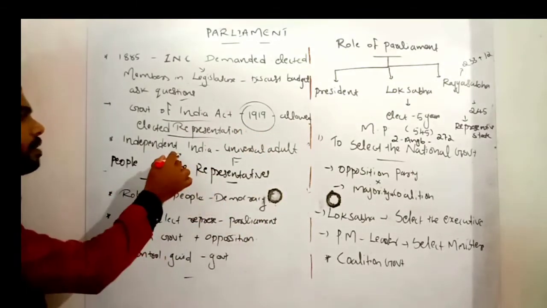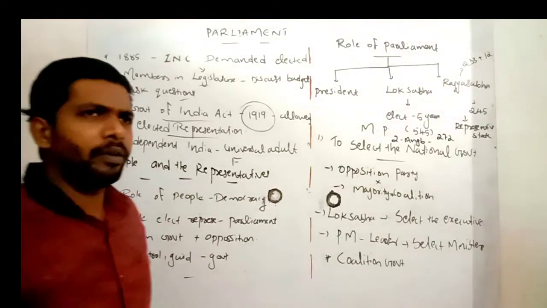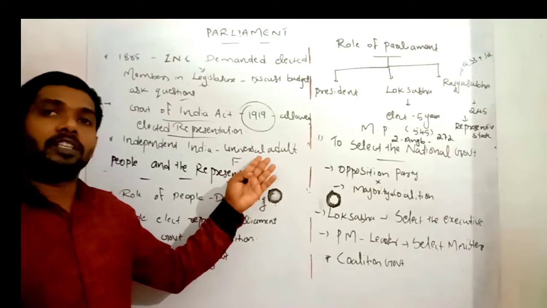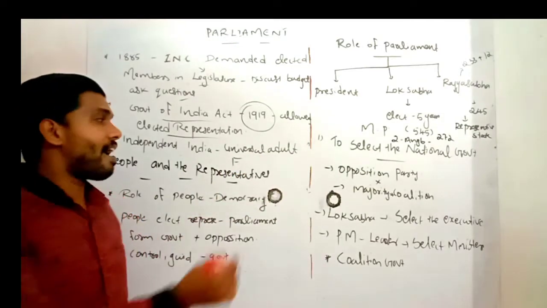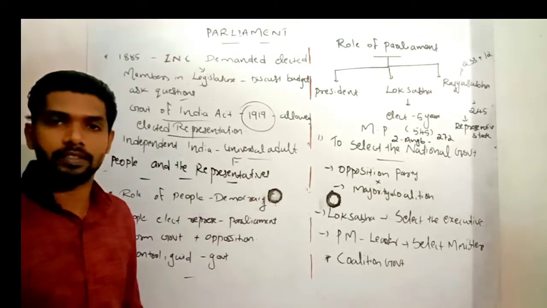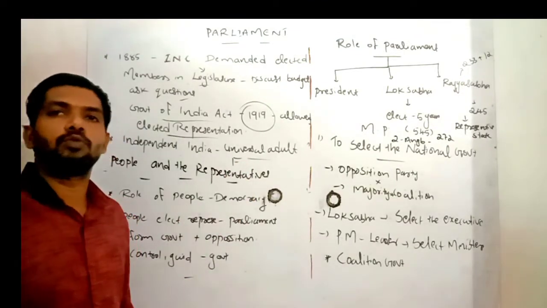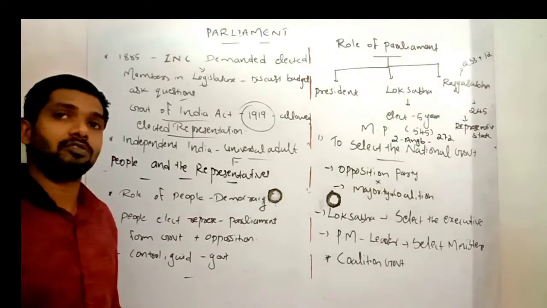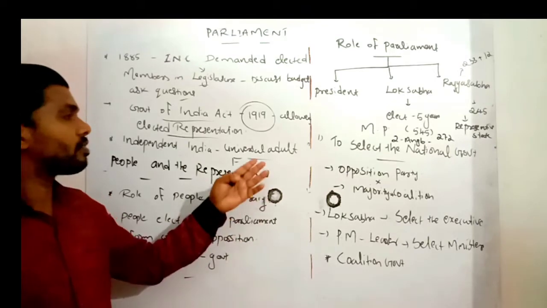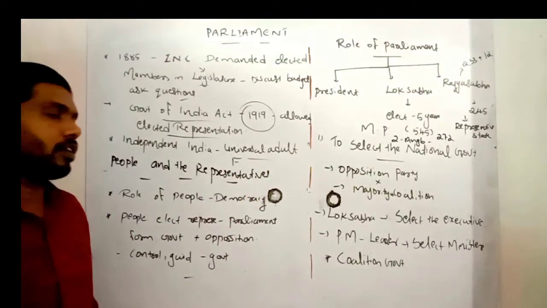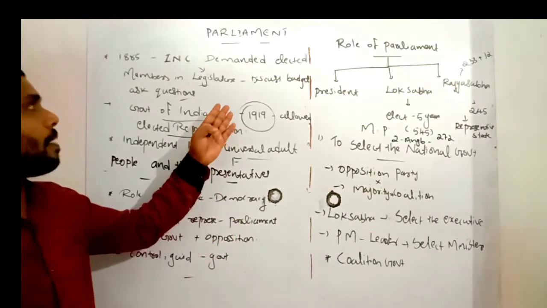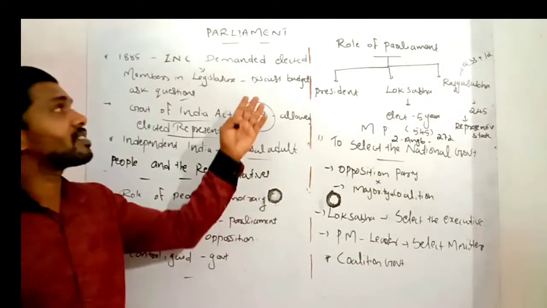And after independence, our Indian drafters of the Constitution were well aware of the importance of the right to representation. So they gave a special right to Indians, called universal adult franchise. Everyone has the right to vote in India, irrespective of their caste, sex, creed, place of birth and religion. So everyone has the right to vote and to be represented in our Indian democracy. So that's the background of representation in India.